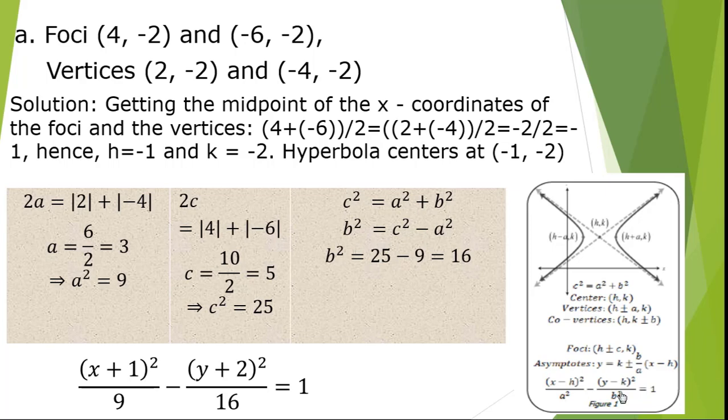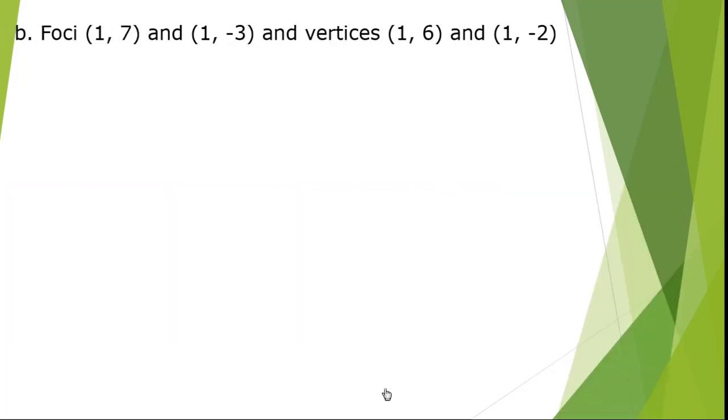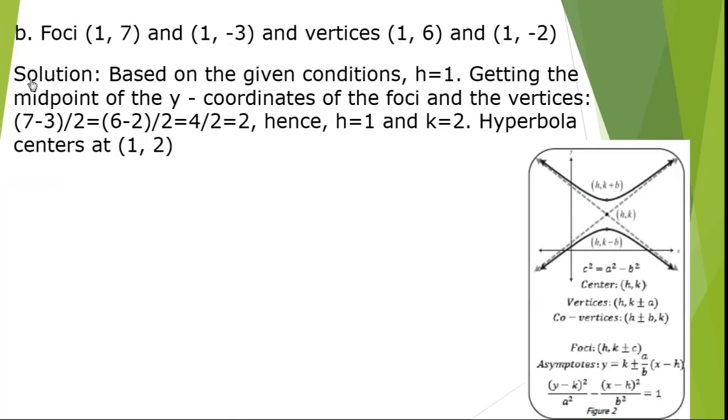And we have the k is negative 2, so we have y minus minus 2, or simply y plus 2. This concludes our solution for letter A. Moving on to letter B.